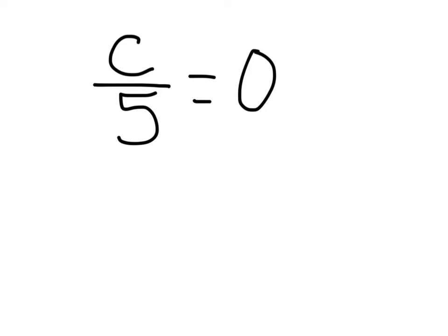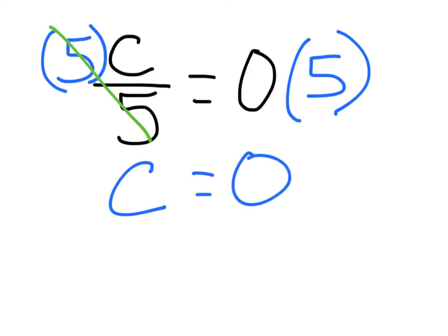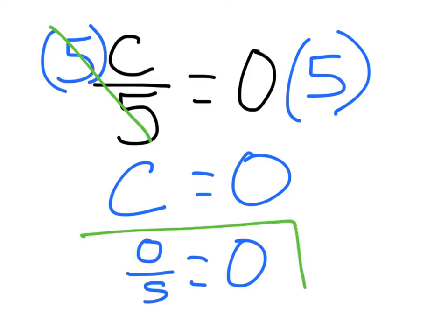C divided by 5 equals 0. Well, I know that we need to multiply both sides by 5. And so what I know is that these cancel out. And we can't forget this side either, right? So C equals what? What's 0 times 5? 0 times 5 is 0. So then if we plug that in, 0 divided by 5 is 0. Is that true? It sure is. 0 divided by any number is going to be 0. So excellent. C equals 0.